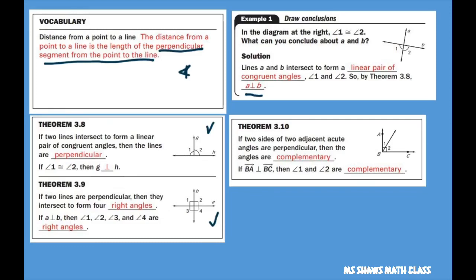And here's another theorem. If two sides of two adjacent acute angles are perpendicular, then their angles are complementary. And so, for example, AB and BC are perpendicular, so angle 1 and angle 2 are complementary.